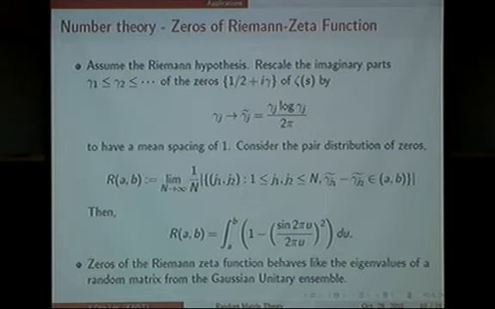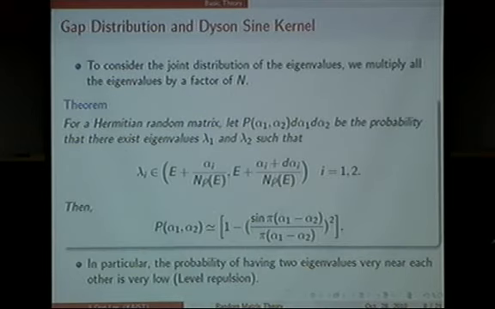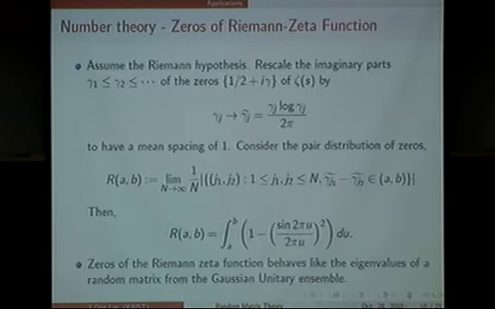If you order them and renormalize, instead of using gamma j, the imaginary part of the zeros of the Riemann zeta function, you consider gamma j times log gamma j over 2 pi. If you consider the spacing or the joint distribution, something like we did here, then you can consider the joint distribution such that the gap between two normalized eigenvalues is in some fixed interval a comma b. Then this is this.